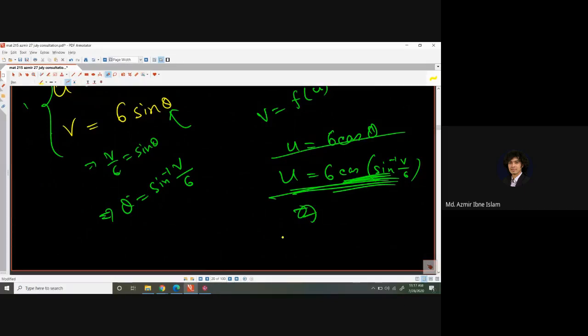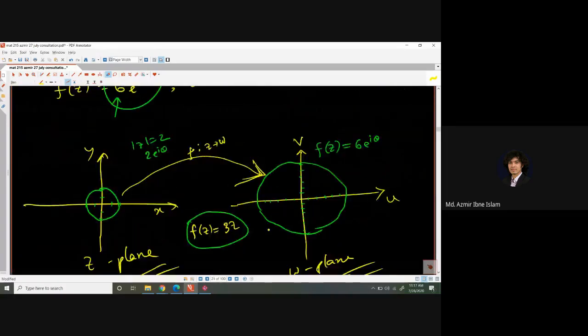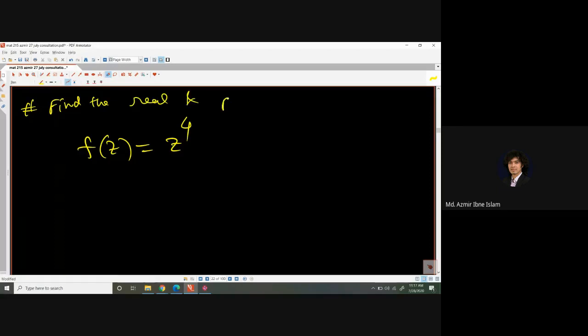But remember that for all problems, Cartesian is not helpful. Let me show another one. Suppose we have f of z equal to z to the power 4. If I ask you to find the real and imaginary parts, we are not discussing mapping, we just want to figure out what the real and imaginary parts are. So again, I am making it complicated.